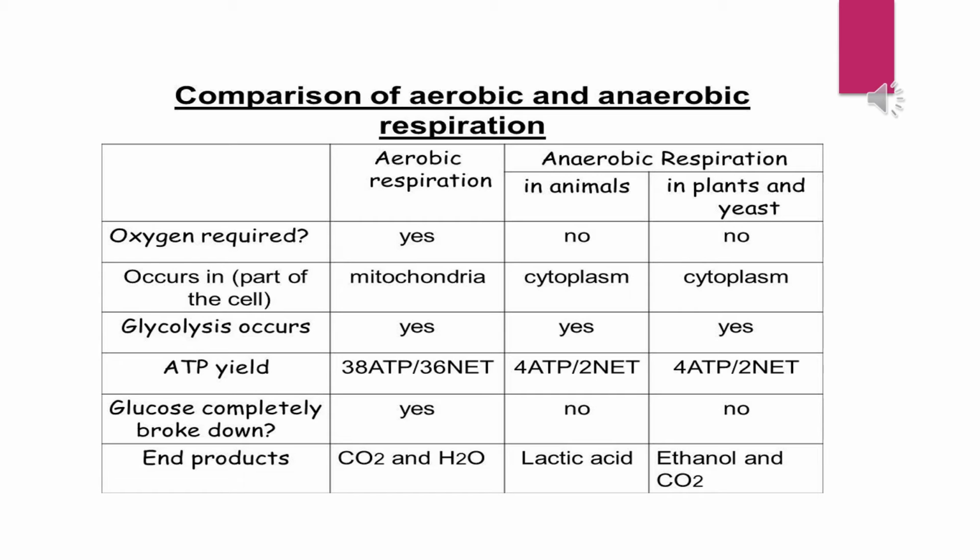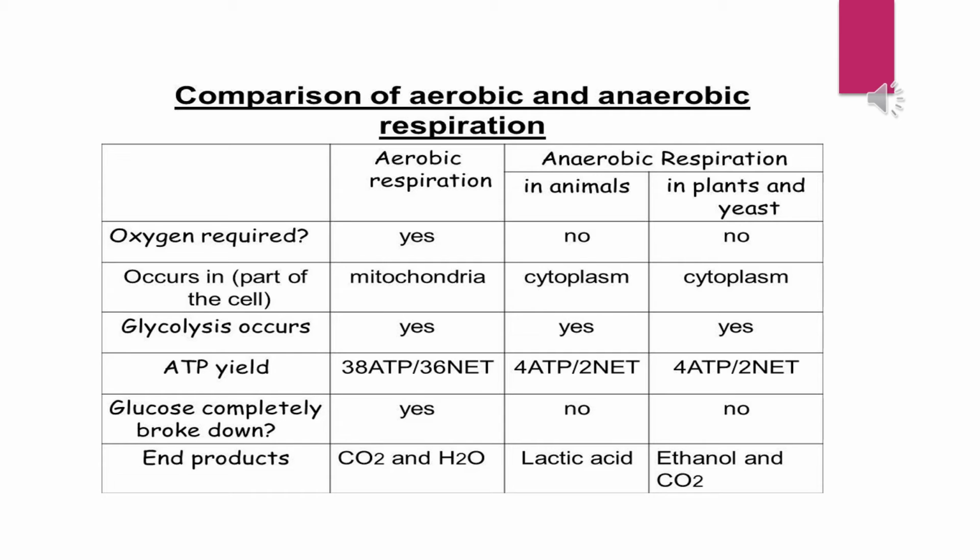Now the next point is ATP yield. ATP means adenosine triphosphate. Just now I told you ATP is actually an energy molecule. So in case of aerobic respiration, 38 or 36 molecules of ATP are released. Total 38 molecules of ATP are released, where 36 molecules of ATP are net and the plus 2 is extra. Now in case of anaerobic respiration, the amount of ATP is lesser. It's 4 ATP in total, 2 net and 2 others.